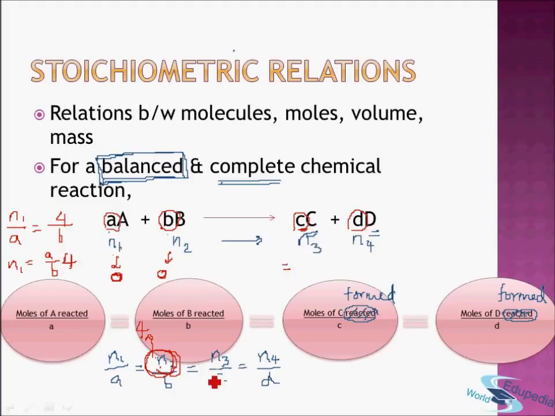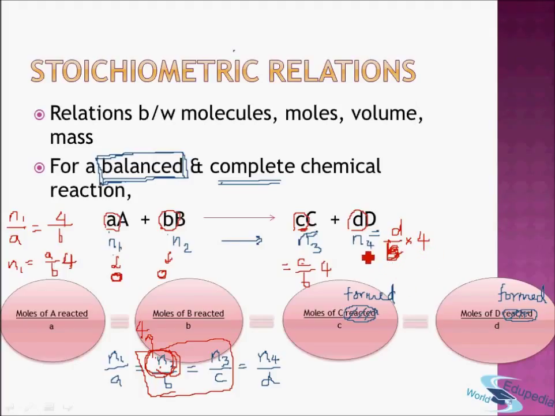So I can also calculate the value of N3. What will be the value of N3? From here I can calculate, taking c to the left hand side, N3 is equal to c divided by b multiplied by 4. Similarly, I can calculate N4. What will be the value for N4? N4 will be d divided by b multiplied by 4.